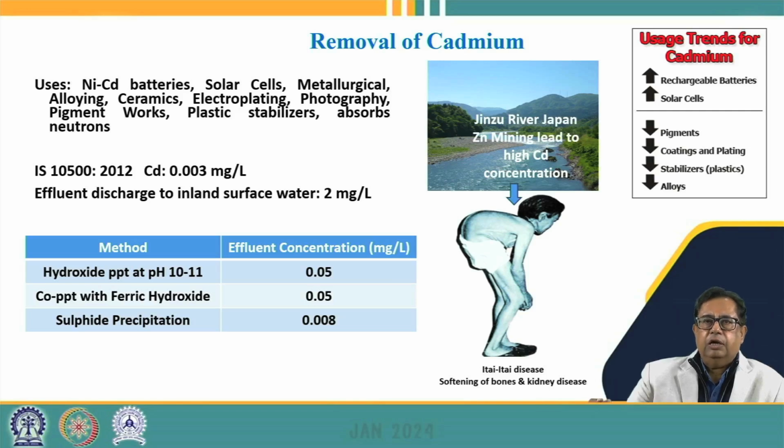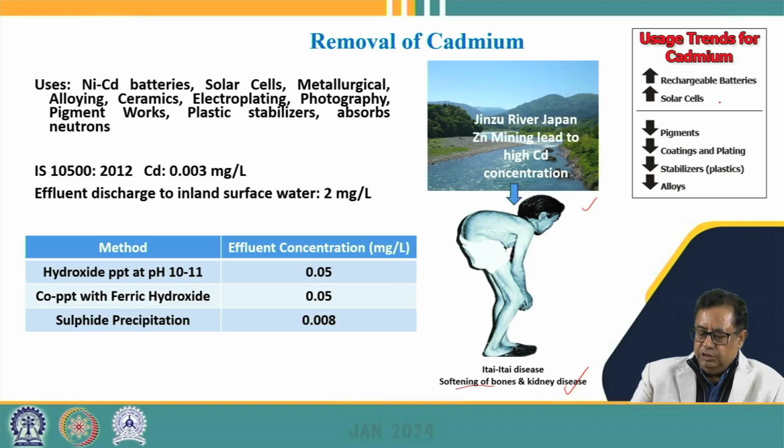If we take high amounts of cadmium, it may lead to a disease called Itai-itai disease. This happened when, during zinc mining, a very high concentration of cadmium reached the Jinzu River in Japan. This led to the replacement of calcium by cadmium in the bones, which leads to softening of the bones, and it also led to kidney disease.